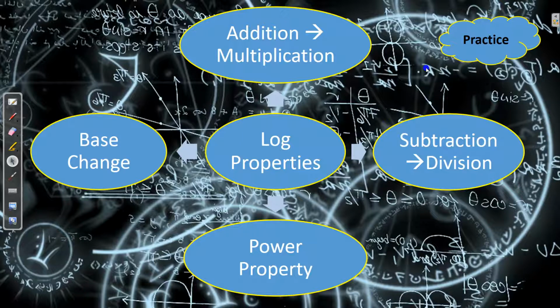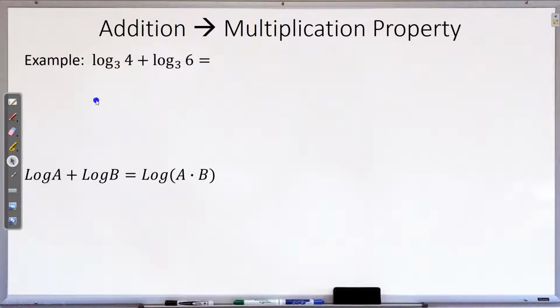There's four of them that we're going to take a look at. Addition and multiplication go together, subtraction and division go together, and then there's a power and a base change property as well. So we've got four distinct ones to look at. Each of them are pretty easy individually, but there's four of them, so that kind of makes it harder. So first, let's take a look at addition and multiplication and what that property looks like.